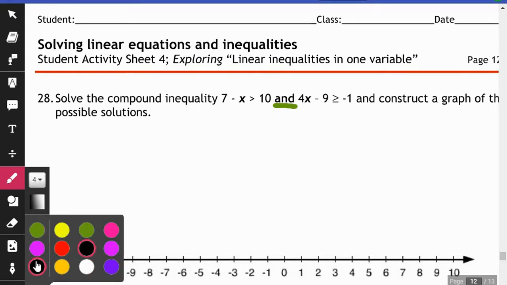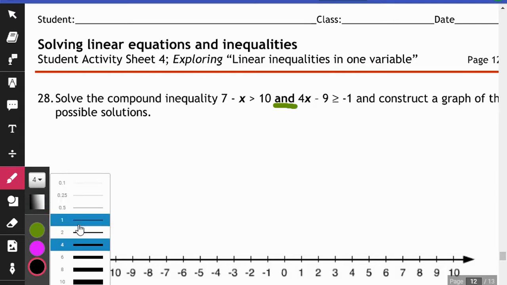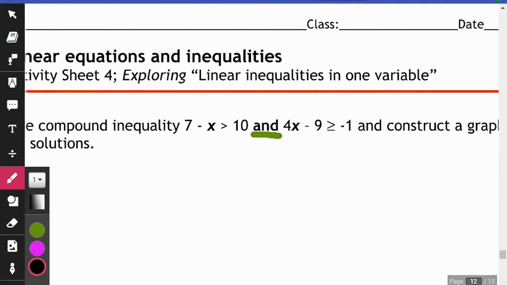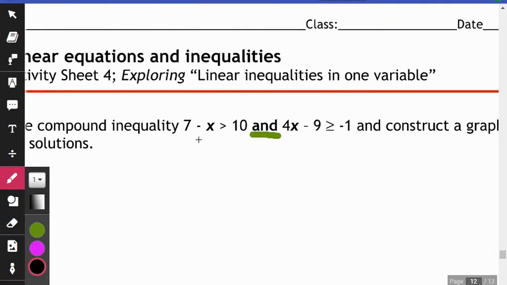Let's solve this thing. I'm going to solve this in red. I'm going to change back to a 1. 1 was kind of nice. I'm going to zoom in a little bit. I'm going to add x to both sides because I feel like it. You don't have to do this. This gets rid of the negative x. This cancels out, and I have 7 is greater than 10 plus x. Now I get rid of the 10. I end up with -3 is greater than x.